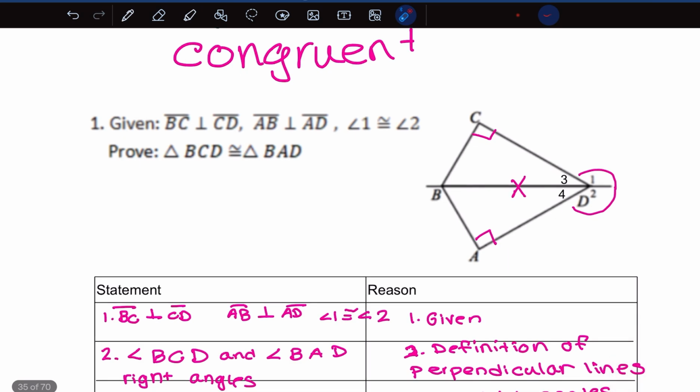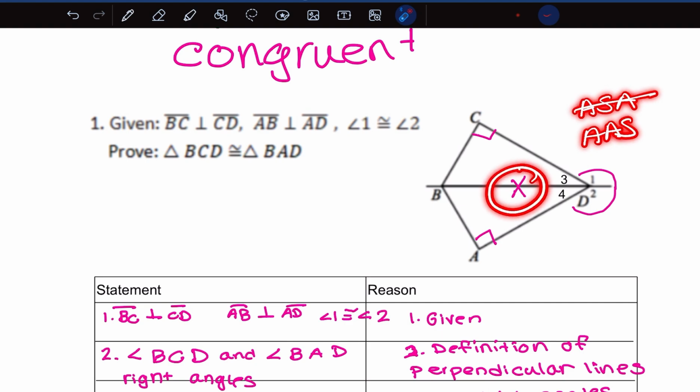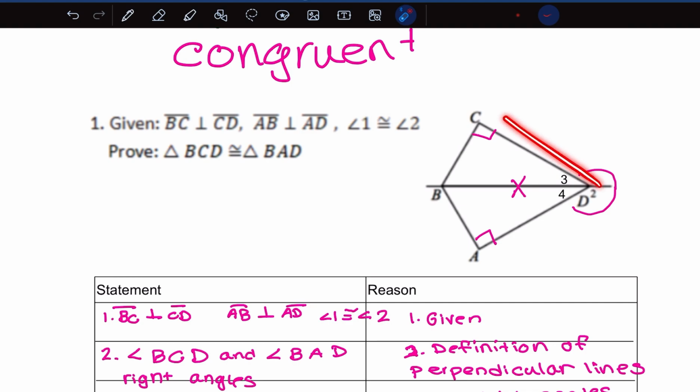Remember, you can't do angle, side, angle. It is angle, angle, side, because the side is not in between the two angles. If it was angle, side, angle, it would have to be these two. But we are talking about the one across.